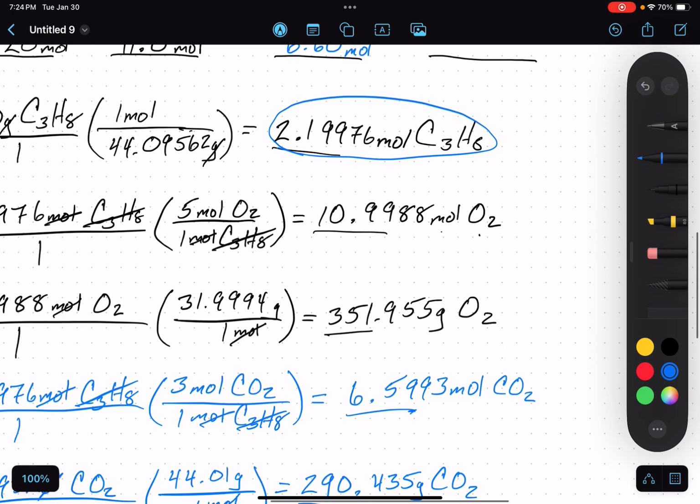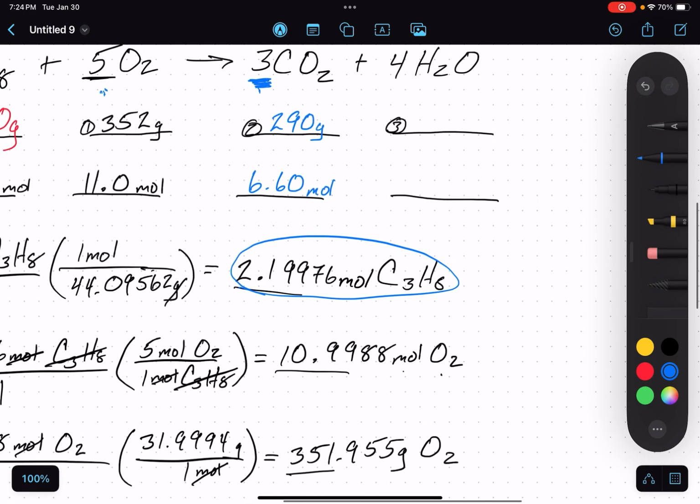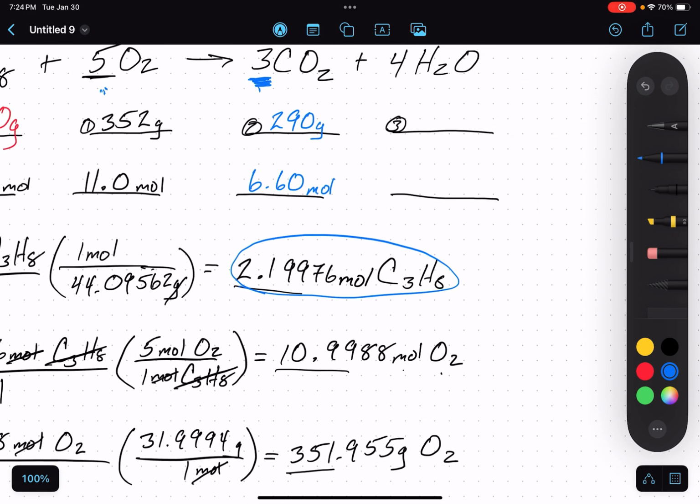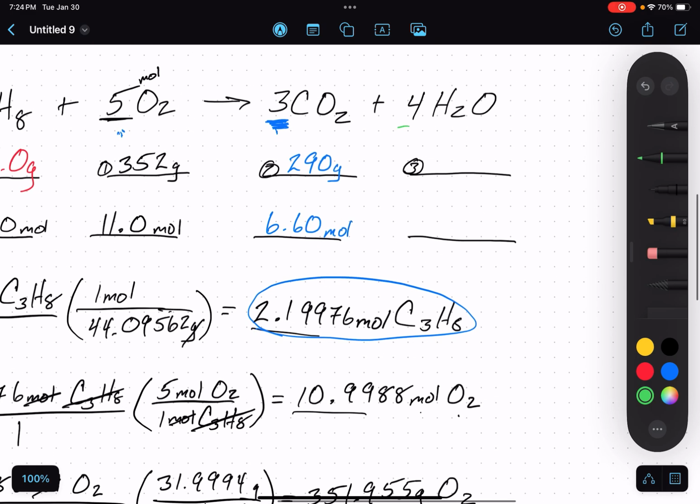Yeah, if you want, 290.4. So, all right. Now, let me change colors again. I'm going to switch to green. Now, I want to solve for water. Now, water is now going to become B.